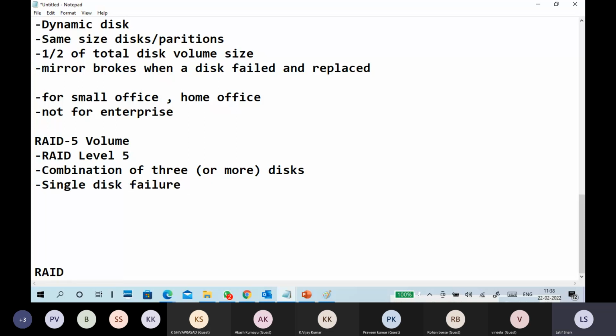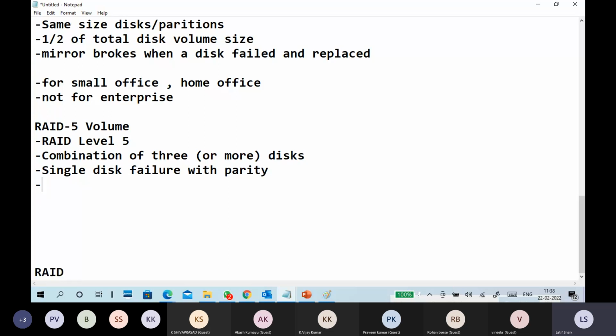As for 3 disk, it is a single disk failure, again with parity. So that is an important thing. What is a parity? It is always a big question. So we'll see. If any one of the disks failed, we can still access data.